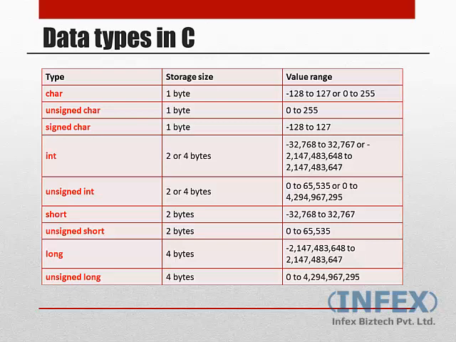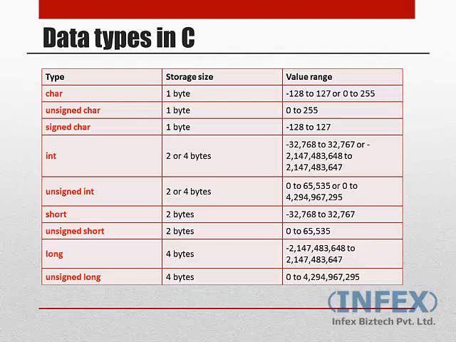The same case with int, which is 2 or 4 bytes, which can hold up to the value range of -32,768 to 32,767. The same with unsigned integer, but its range is 0 to 65,535, or if it was 4 bytes, its range is 0 to 4294967295.